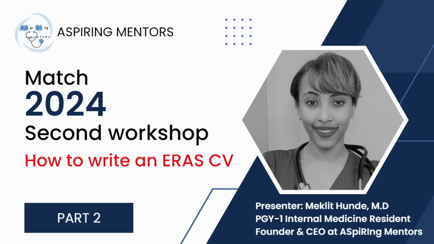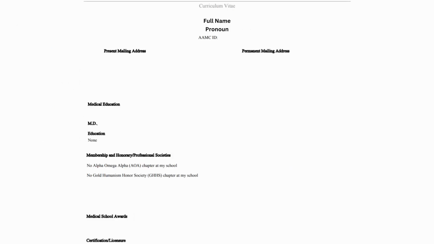In this video, I'll be discussing how to write your ERAS CV. This is how your ERAS CV is going to be summarized at the end. They won't give you the format like this first. They will ask you certain questions. They will ask for your name, your pronoun, your AMC ID, your mailing address, your permanent mailing address. Once you enter every piece of information that you're asked, it's going to populate like this. Your name is going to be here, and your AMC ID and your pronouns are going to be mentioned here. Then you can mention your present mailing address and permanent mailing address.